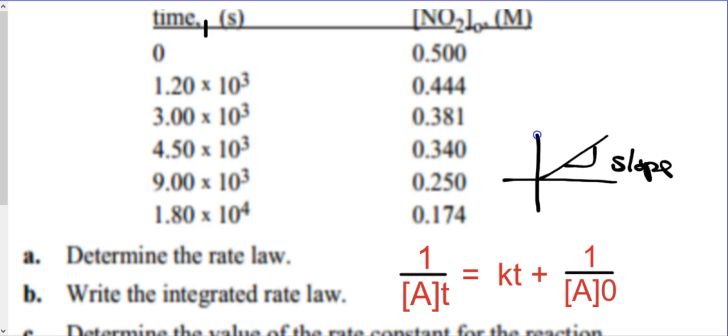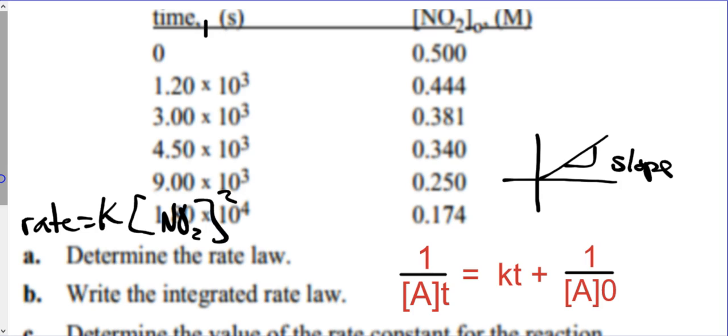So if it's second order, then the rate law will be equal to rate equals k, it's the same thing as we had in the last problem, right? NO2 squared. Okay, so that's just the rate law. You don't have to put any numbers in. So we use this process just to find that exponent.